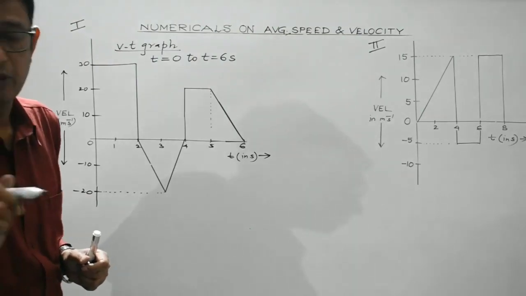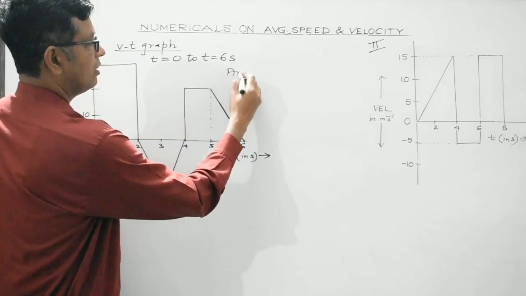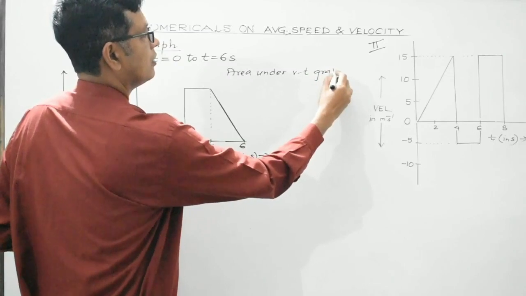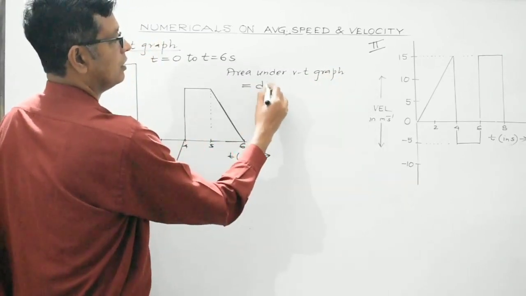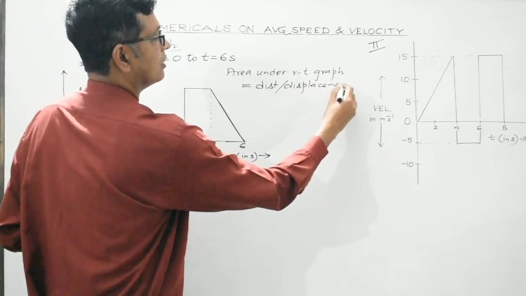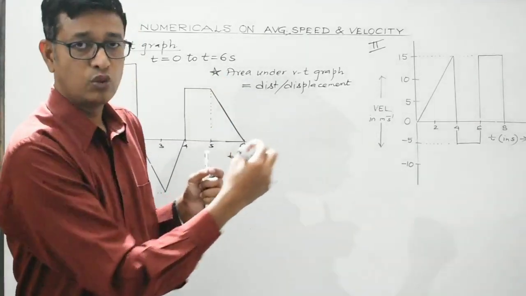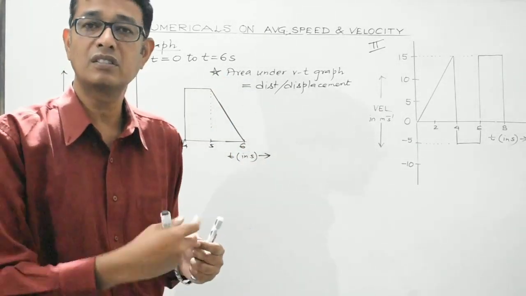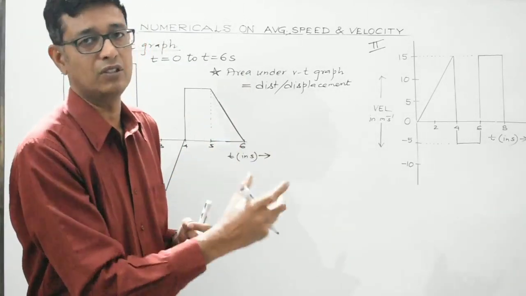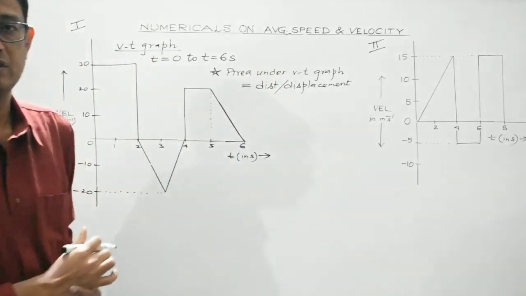And the key point, before we proceed with the numerical, is area under VT graph. It will give us distance or displacement covered by the body. This is the key point. Area under VT graph between any two given intervals of time will give us the distance or the displacement covered by the body between those two given intervals of time, right? So this is the concept which we'll be using over here, right?